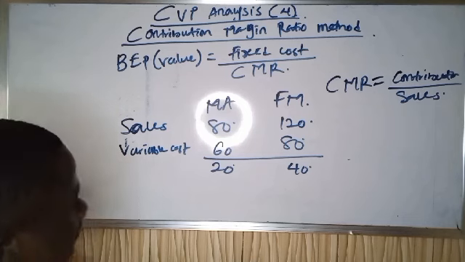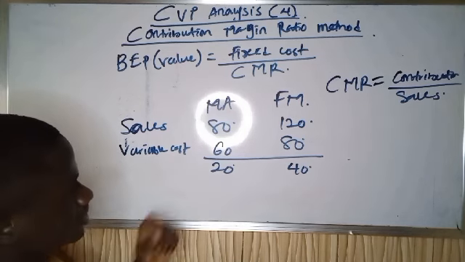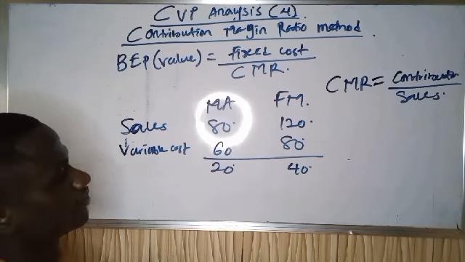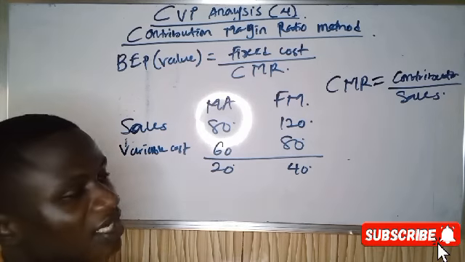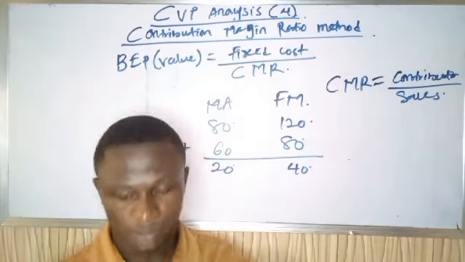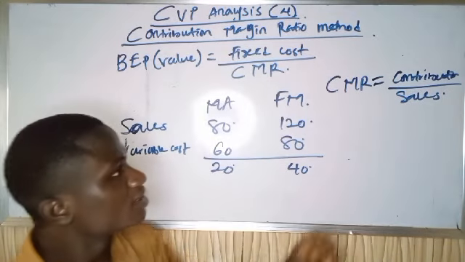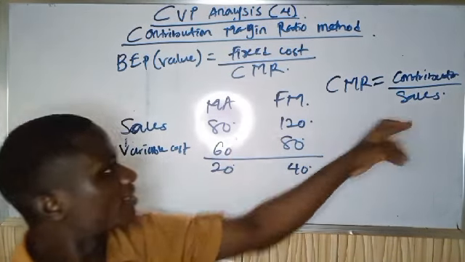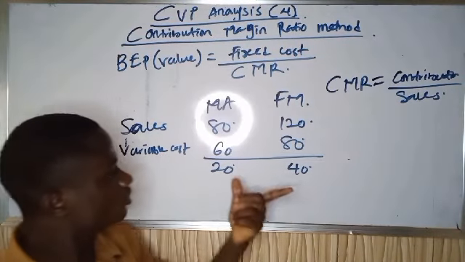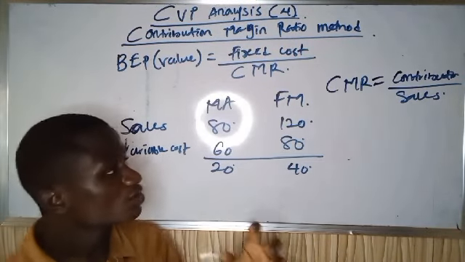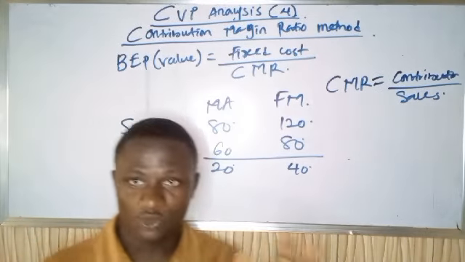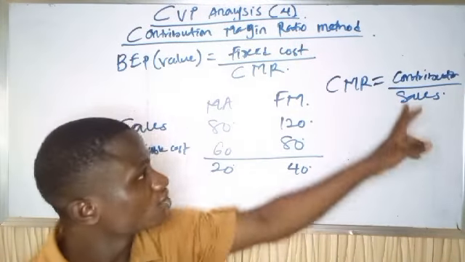Now, if the company is earning a contribution of 20 naira on MA and a contribution of 40 naira on FM, how are we going to get our contribution to sales ratio? If you look at it, we have two sales for two different products and contributions for two different products. So which contribution are we going to put over sales to get our CMR? It's quite confusing. Don't let it confuse your CMR.